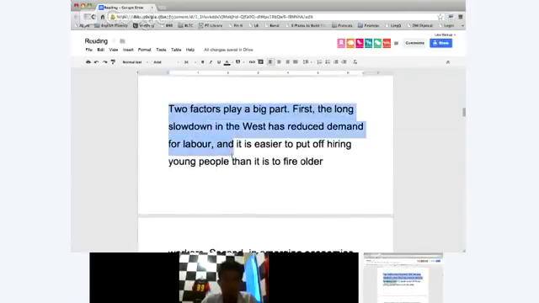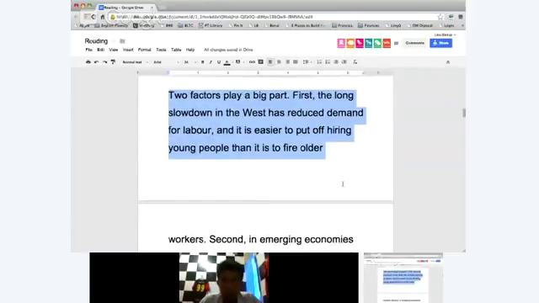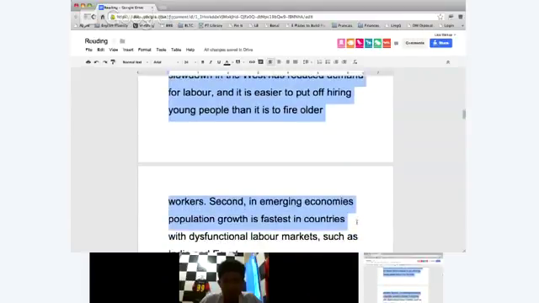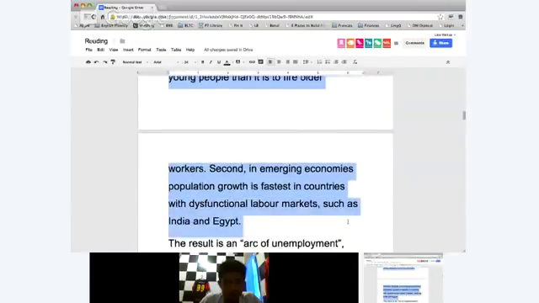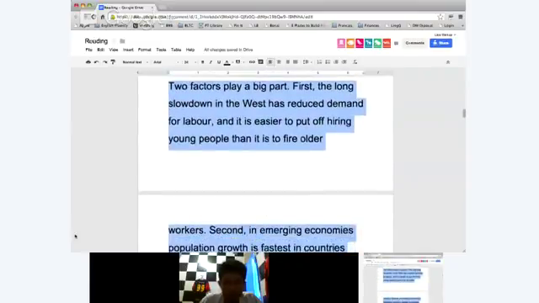Two factors play a big part. First, the long slowdown in the West has reduced demand for labor, and it is easier to put off hiring young people than it is to fire older workers. Second, in emerging economies, population growth is fastest in countries with dysfunctional labor markets, such as India and Egypt.